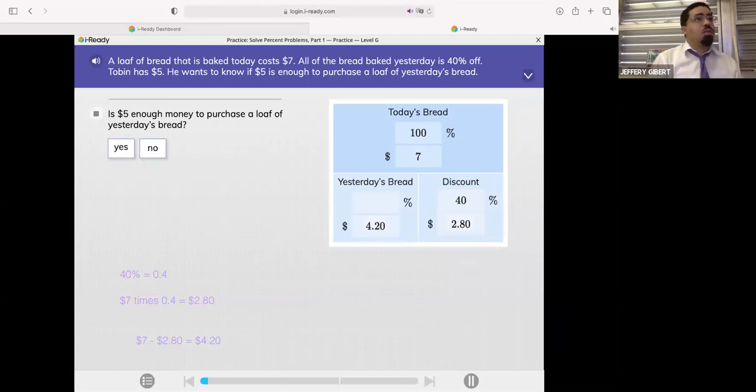Is $5 enough money to purchase a loaf of yesterday's bread? So now you ask yourself, is this yes or no? It's going to be yes, because yesterday's bread is $4.20. So if he has $5, then obviously he has enough. He'll get 80 cents change. Nice work.